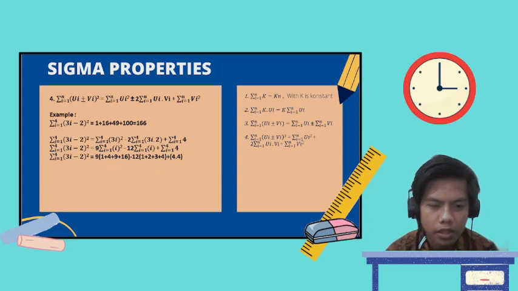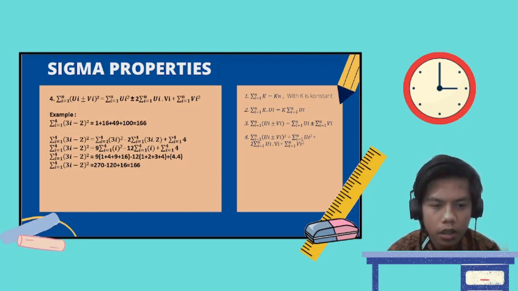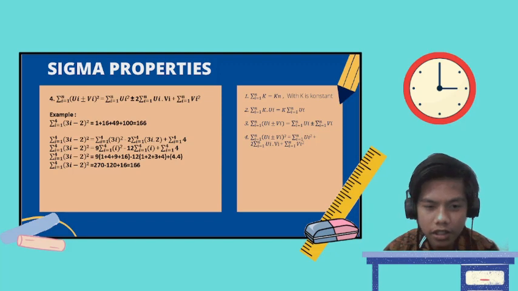and that equals 9 times (1 plus 4 plus 9 plus 16) minus 12 times (1 plus 2 plus 3 plus 4) plus 4 times 4, and that can be simplified to 270 minus 120 plus 16, and the result is 166.